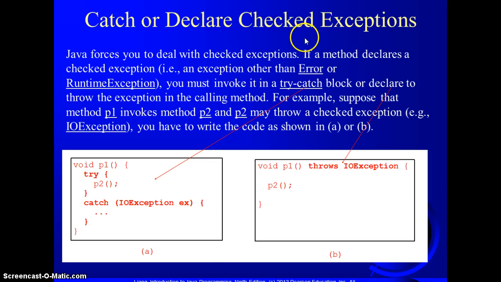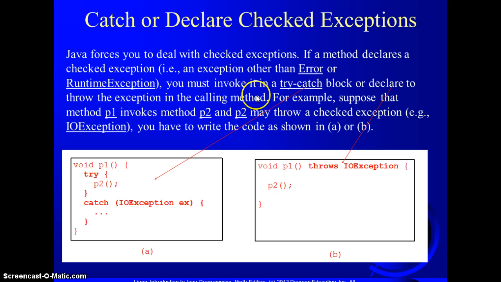Like this is a checked exception because the method throws IOException. So then you need to do try, catch IOException. Java forces you to deal with checked exceptions. If a method declares a checked exception, you must invoke it in a try-catch block or declare to throw the exception in the calling method.